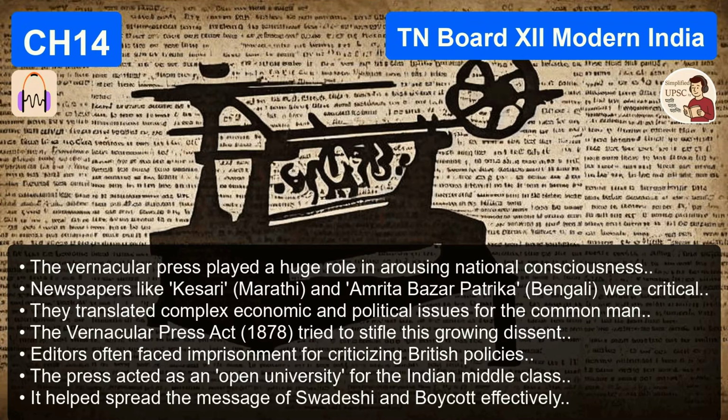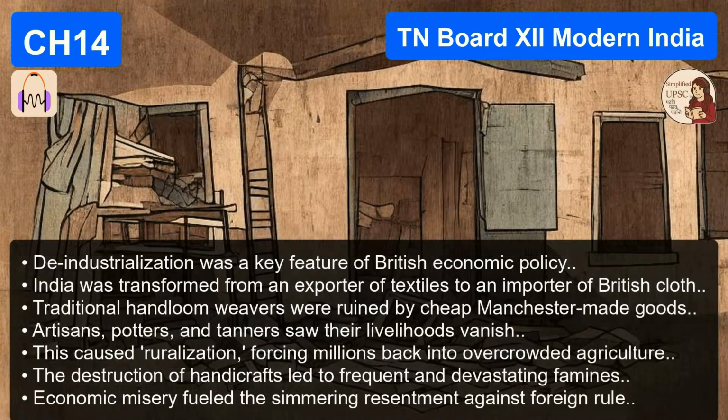But I think a common misconception is that 1885 just rolls around, the Congress is formed, and that's day one of Indian politics. Right, and that's historically just not true. The Congress didn't appear out of a vacuum. There were precursors. The source text lists several of these early political associations that really set the stage.